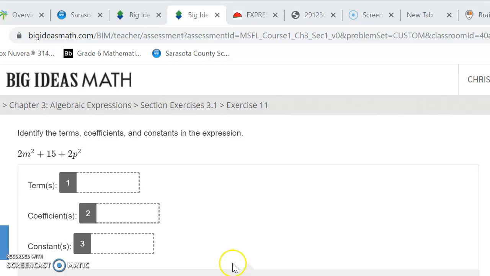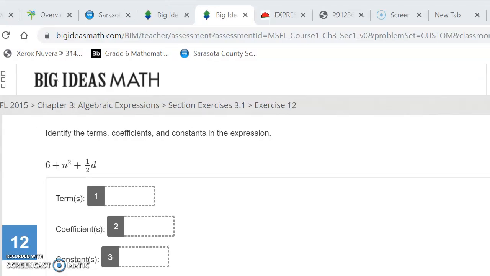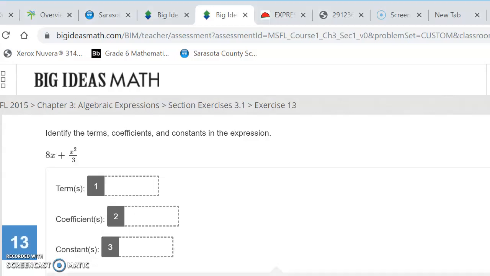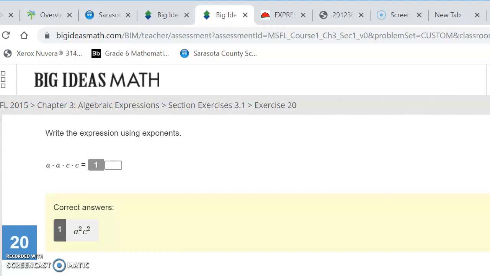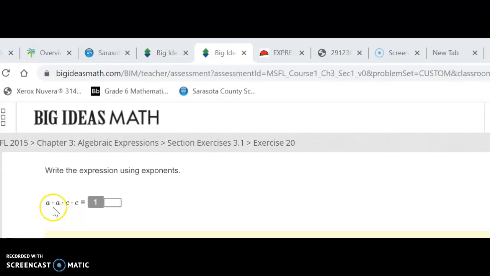Okay, guys, you can do this one. Do number 11 on your own. Again, same thing. Number 12, you can do on your own. 13 is still just terms, coefficients, and the expression. And again, you can do that. Okay, this expression is a little bit different, and we just count up the variables.